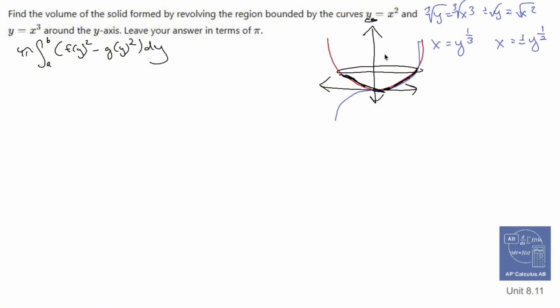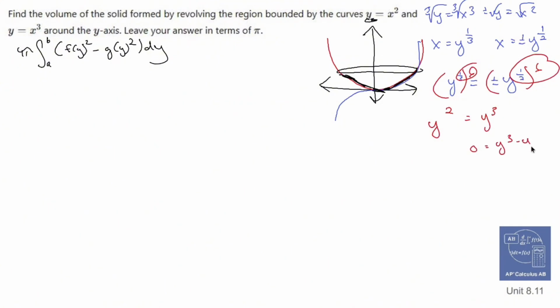So my limits are found by setting these equal to each other. So y to the 1/3 equals positive or negative y to the 1/2. Why don't I make my life easier and raise both sides to the 6th power. You multiply the exponents, so y squared. Anything to the 6th power is going to become positive, so y to the 3rd. Subtract y squared from both sides. Factor out y squared, so y squared equals y minus 1. And my limits are going to be 0 and 1.